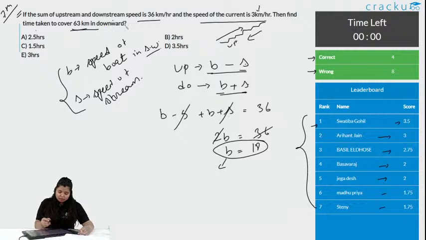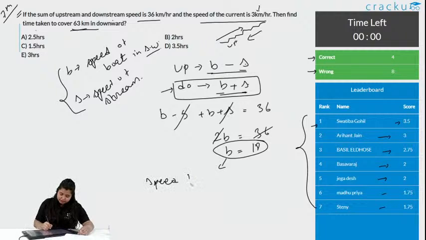36 km downstream. Okay, when it is saying downstream, that means it is added up, right. So, downstream speed is B, that is 18, plus stream, that is 3, is equal to 21 km per hour.